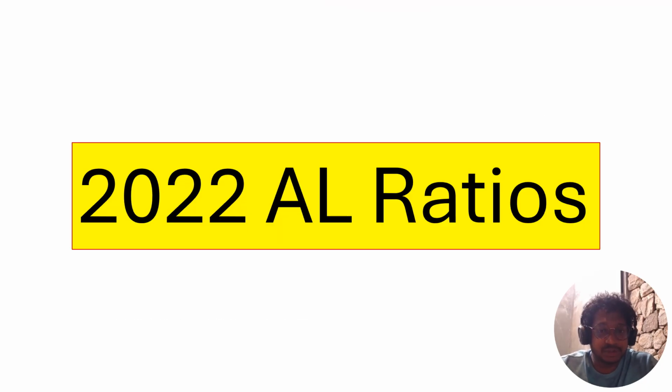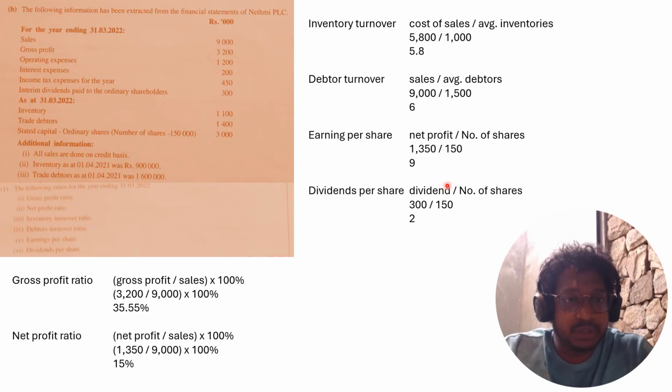Let's go for the 2022 question. So here also the information and the additional information are given, and then they ask to find out these ratios. Gross profit ratio is gross profit divided by sales into 100%. Here the gross profit and the sales are given directly, and your gross profit ratio is 35.55.